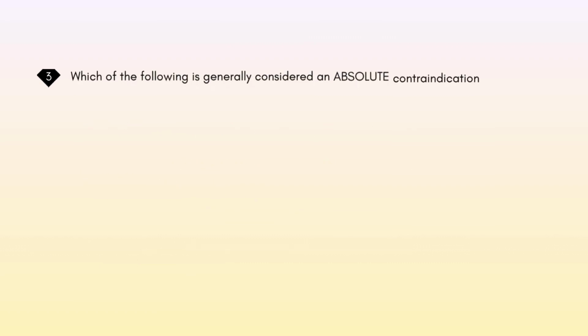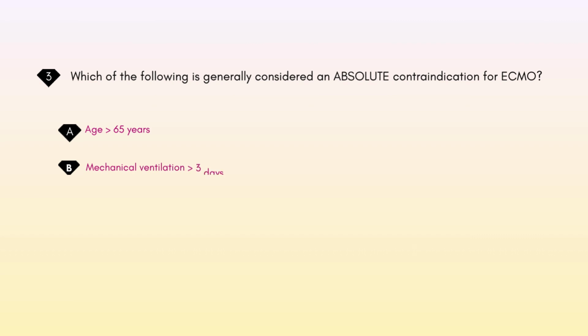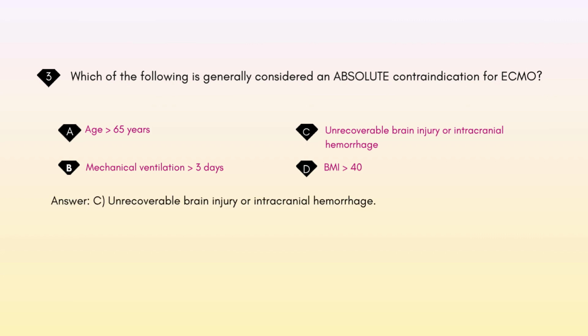Which of the following is generally considered an absolute contraindication for ECMO? A. Age greater than 65 years. B. Mechanical ventilation greater than 3 days. C. Unrecoverable brain injury or intracranial hemorrhage. D. BMI greater than 40. Answer: C. Unrecoverable brain injury or intracranial hemorrhage.